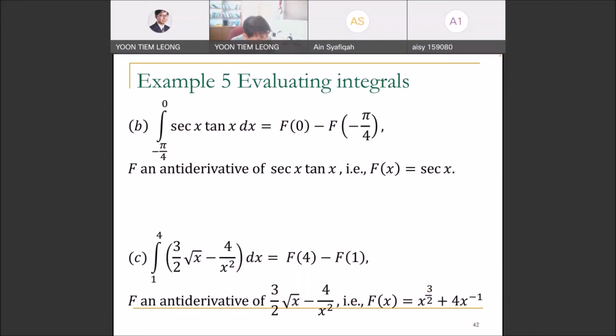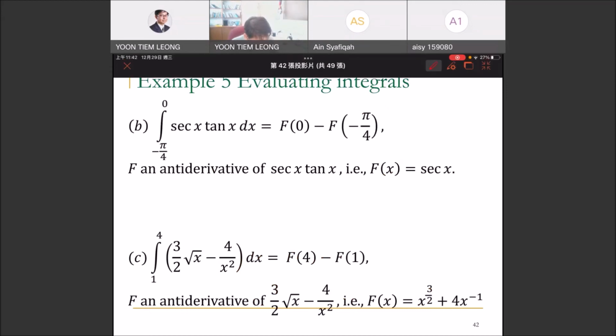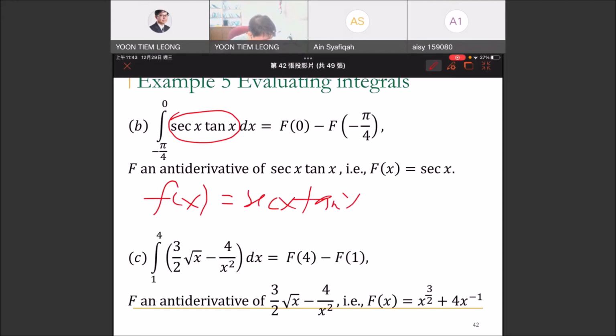So you have the other part. Here you are asked to find the definite integral from minus pi over 4 to 0. You have a function f(x) which is secant x tangent x. Look at this small function f. Ask yourself, what is the antiderivative? How do you find the antiderivative? You have to think carefully.